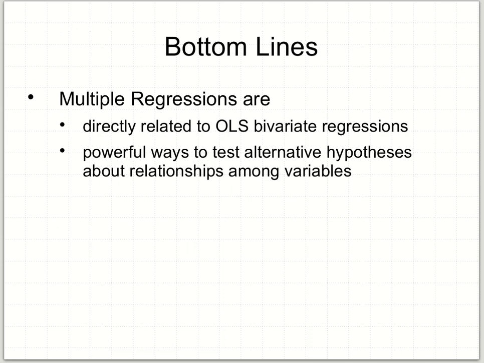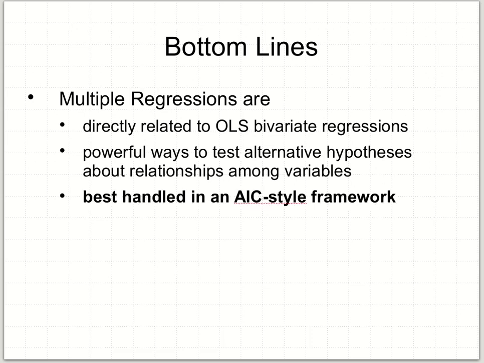So I think the bottom line is multiple regressions are really directly related to an OLS bivariate regression that we were already using. The real big difference here is that I'm evaluating multicollinearity, where I didn't have to worry about that before with only one predictor. These are powerful ways to test alternative hypotheses. I can easily identify the ones that are most plausible. I can evaluate the models that are confusing the issue by evaluating collinearity, and I can identify some evidence that tests alternative hypotheses. My opinion, anyway, is that this is best handled in that AIC style framework.